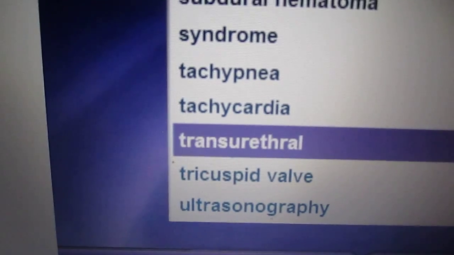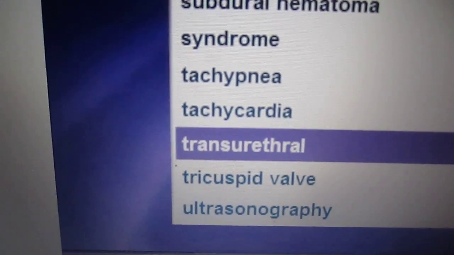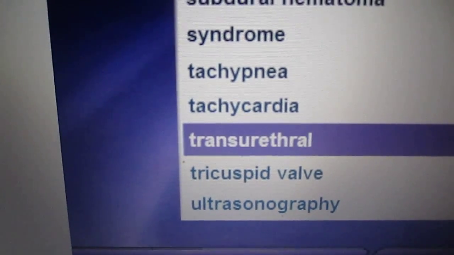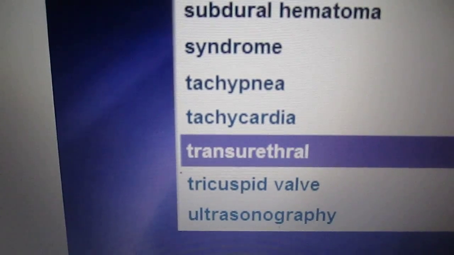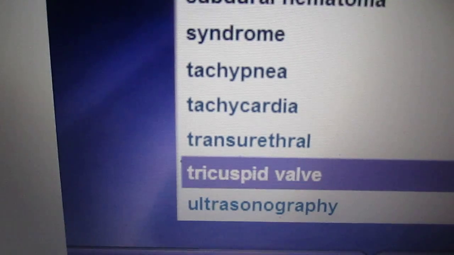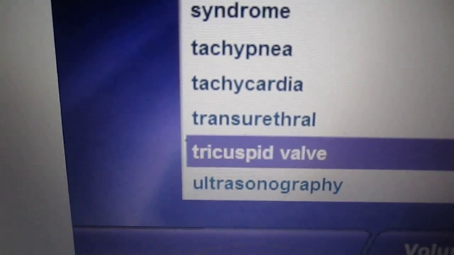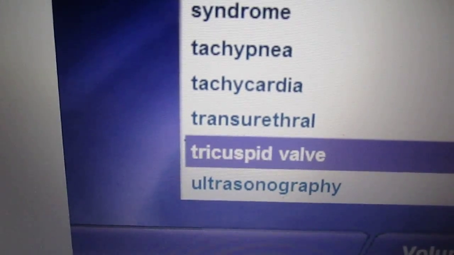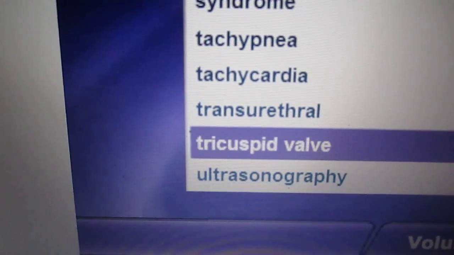Transurethral. Transurethral resection of the prostate gland involves the coring out or removal of a portion of the prostate gland through the urethra using an instrument called a resectoscope. Tricuspid valve. The tricuspid valve is located between the right atrium and right ventricle. Tri means three. This valve has 3 leaflets or cusps.